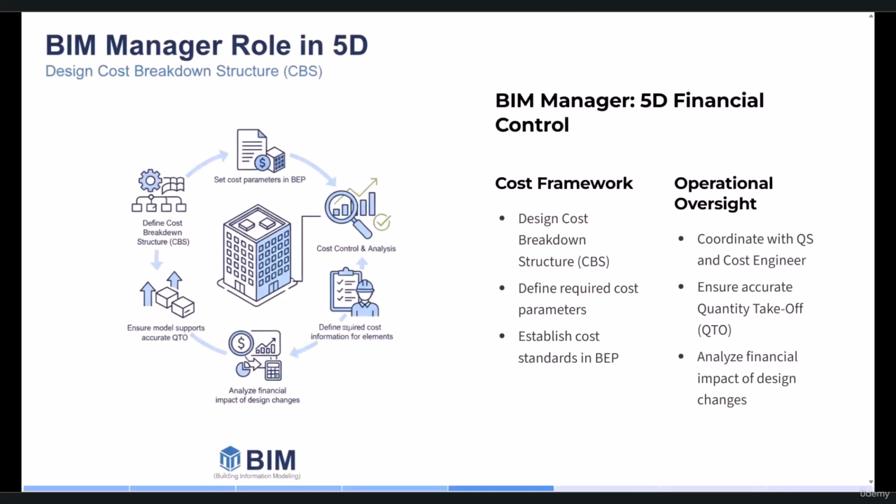So actually, the BIM Manager in this dimension should design the cost breakdown structure, or CBS. CBS is like WBS, but it's special for cost. I mean, the project will be divided into controllable parts. For example, we have a construction project. I want to see how the costs will be divided. So the first level will be all of the costs of the project. I mean, the total project cost.